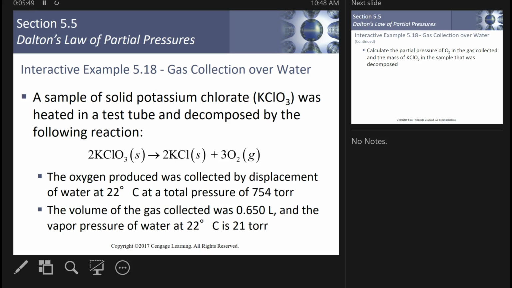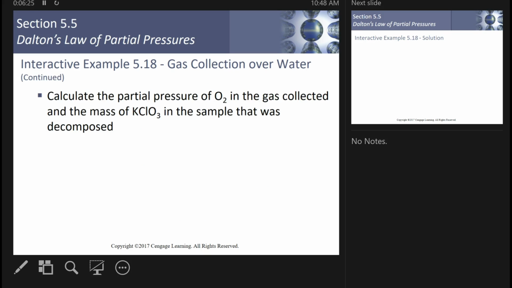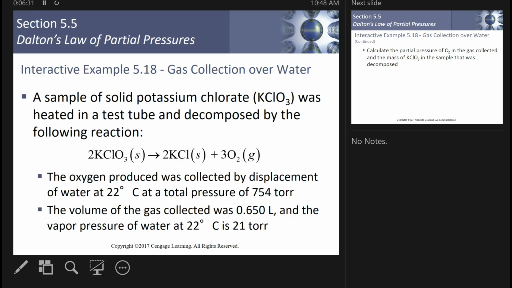So here we have potassium chlorate. Potassium chlorate decomposes, and you get potassium chloride, which is your solid product, and oxygen gas, right? The oxygen that is being produced is collected by displacement of water at 22 degrees Celsius, with a total atmospheric pressure of 754. The volume of oxygen produced was 0.650, and the water vapor pressure at 22 degrees Celsius happens to be 21 torr. Knowing all that, what are we calculating? We're calculating the partial pressure of the oxygen and the mass of KClO3. Okay, so let's go back and think about what we have here.